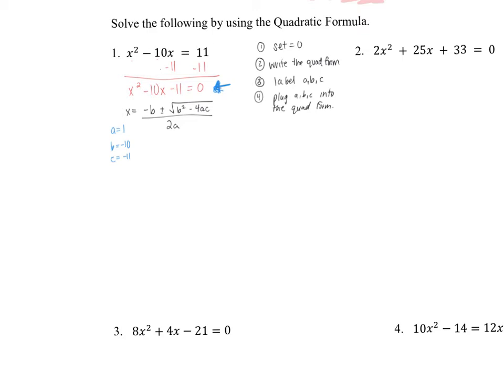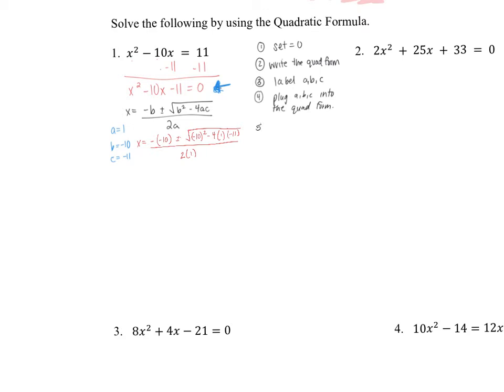Every time I'm plugging something in, I need to use parentheses. So what I mean by that is I'm going to have x equals negative. That's in the formula already. Then I'm going to draw parentheses, and I'm going to add in whatever my b is. So in this case, it's negative 10. Then plus or minus. Now here, again, I'm putting parentheses, negative 10 squared minus 4 times 1 times negative 11. So see, every time I'm plugging something in, I'm using parentheses. Then 2 times 1, because that's 2 times a. So that is step 4.